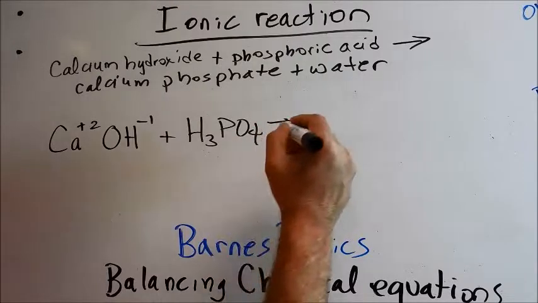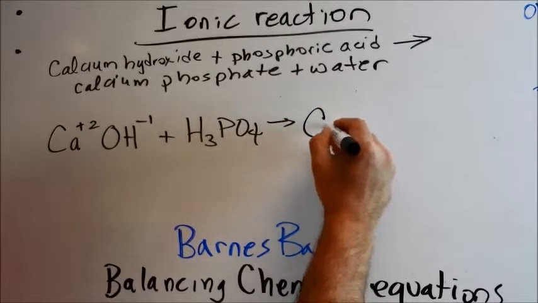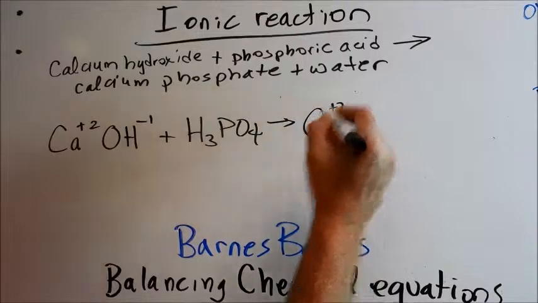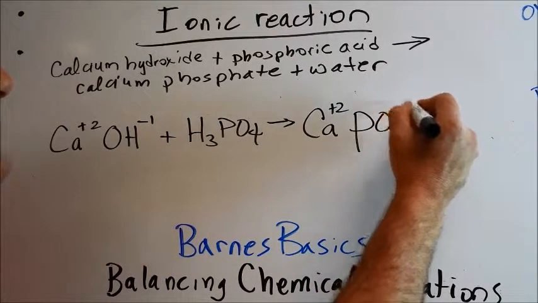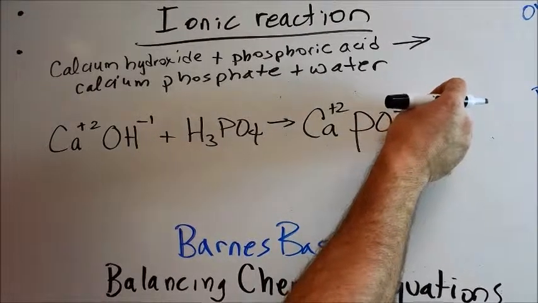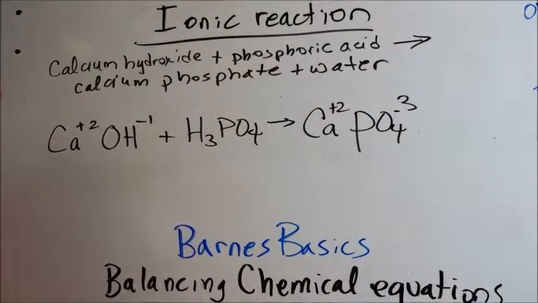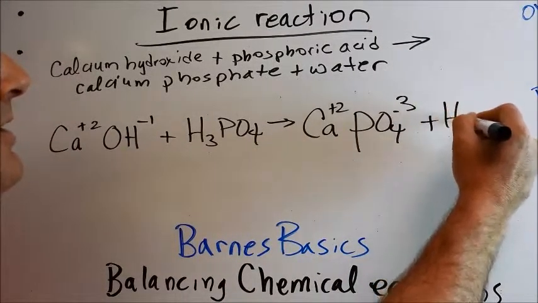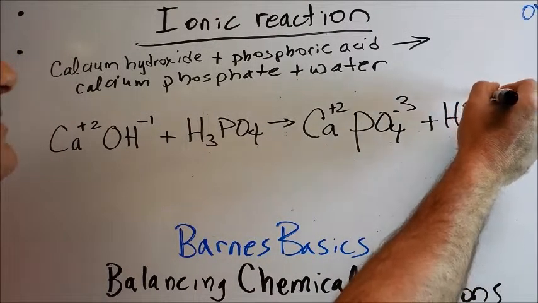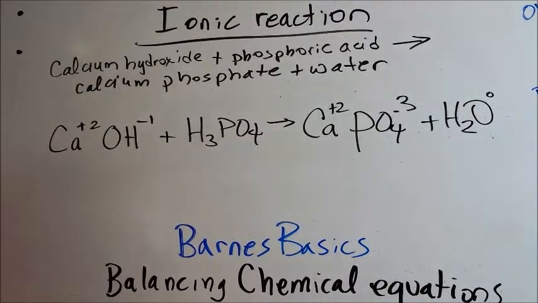It yields calcium phosphate. Calcium is +2, we just found out, and we know that phosphate is PO4 -3. Why do we know that? Because we have memorized our polyatomic ions. Water, we just straight up know that that is H2O. We also know that in its form it is neutral, so we can just go ahead and put a neutral sign on that one.